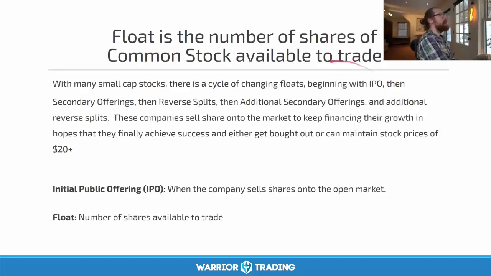So as we already talked about in the starter, the float is the number of shares of common stock available to trade. With many small cap companies, there's a cycle of the float changing, beginning with the initial public offering. So we do the 10 million share IPO at $10 a share. We raise $100 million. And then we realize that we've spent it all and we need to raise more money. And this is very common, especially in the biotech space.